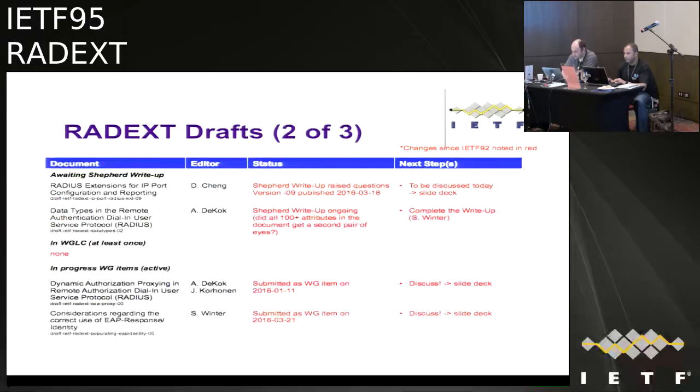The slide Radext drafts 2 of 3 is where our actual work is happening. We have the RADIUS extensions for IP port configuration and reporting from Dean Cheng. Lionel wrote the Shepherd write-up already, but he had some questions about it. In the process of these questions, many new versions of the draft were published, and we're now at version 09, published on 2016 March 18. I won't spend much more time on this because there is a slide deck on the open issues on this draft, so we can see that in a couple of seconds.